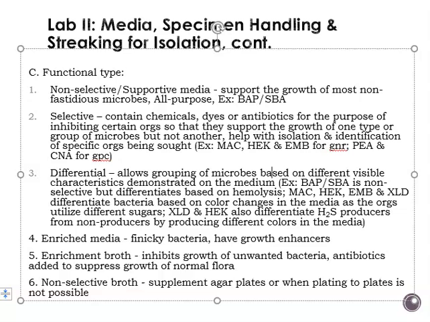Enrichment broth is a liquid media that inhibits the growth of unwanted bacteria. So antibiotics are added to the media to inhibit growth of normal flora so that we can promote the growth of certain specific organisms that we're looking for. So an example of an enrichment broth would be GN broth. That's used for GI specimens, and LIM broth, which is used to isolate group B strep or to screen pregnant women for group B strep.